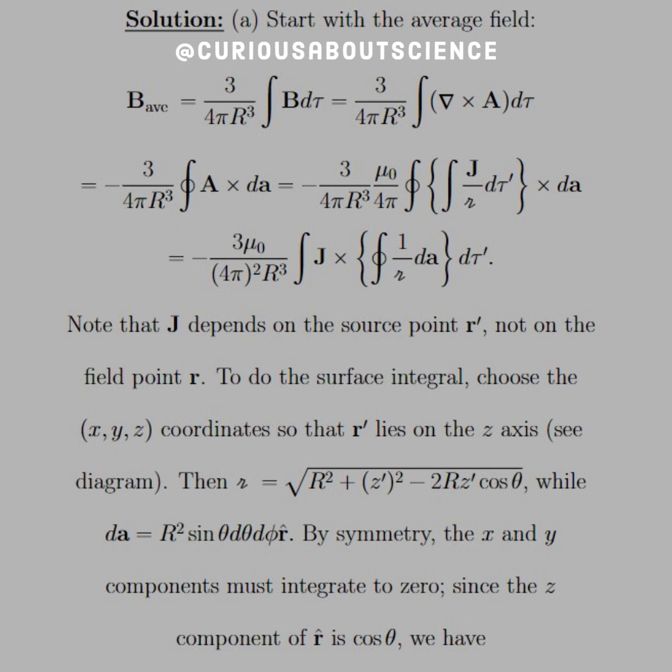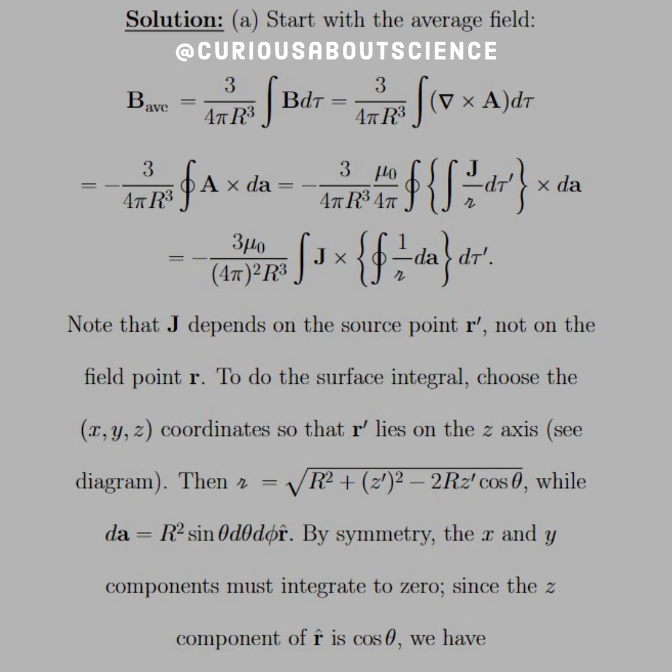We know that A itself is the integral of J over script R d tau prime. So we put that in there for A, and now we just have to solve this through. Noting, however, that J is what's being crossed, we can push the integral to the closed integral inside. Now we just have to define everything for this geometry and plug away at the integrals. Note that J depends on the source point r prime, not on the field point r, hence the swap.